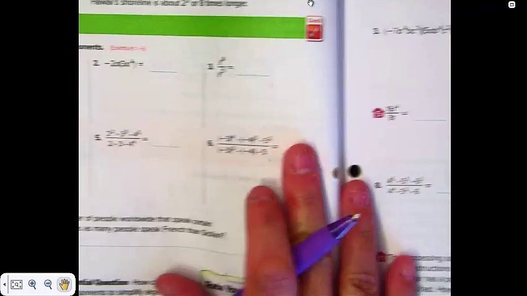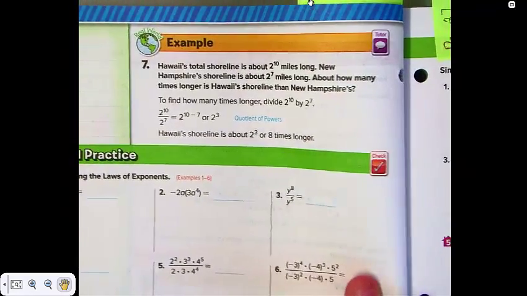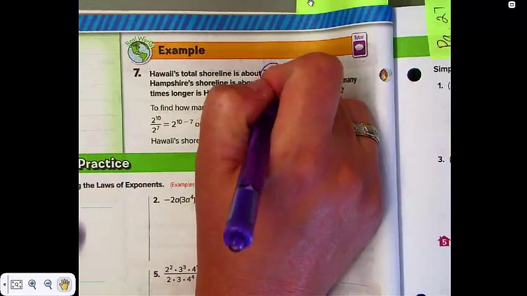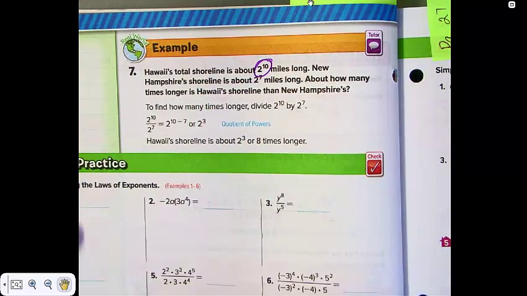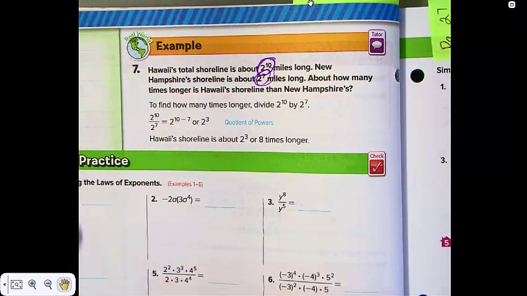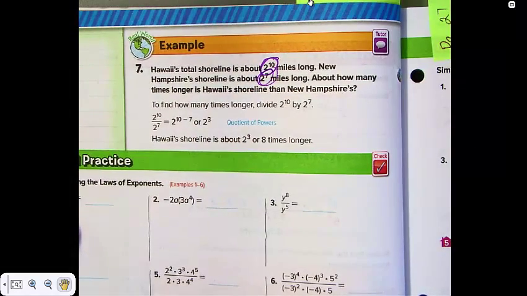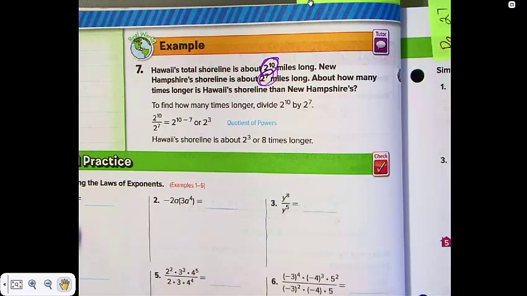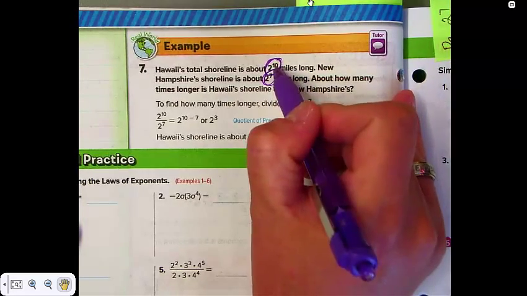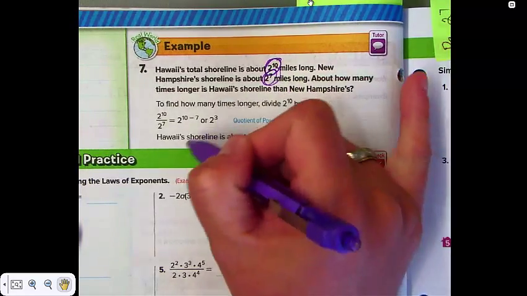All right, last example. This is a word problem. It's talking about Hawaii. So I need this number out of it. This is how many miles long the shoreline is. It's 2 to the 10th by 2 to the 7th. And it says about how many times longer is Hawaii's shoreline than New Hampshire's. So I have to divide because I want to know how much bigger is this one than this one.